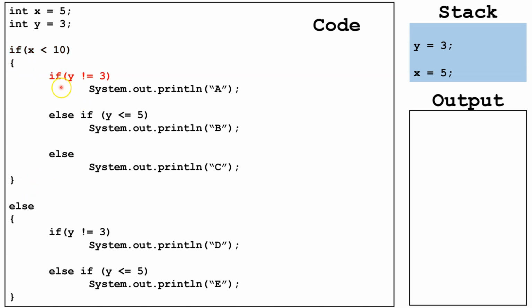Next, we evaluate y is not equal to 3. Y is in fact equal to 3, so this is a false statement. And we're going to go on and check this second Boolean expression attached to this else if. Y is less than or equal to 5, so this evaluates to true, and we output B. Since we found one that is true, we don't have to continue on, and we end up terminating our program.